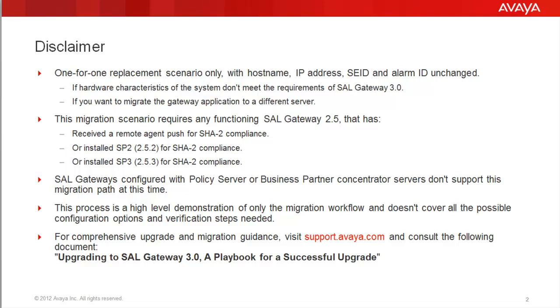This migration scenario requires any functioning SAL Gateway 2.5 that has either received a remote agent push for SHA-2 compliance, or Service Pack 2 or Service Pack 3 has been installed. SAL Gateways configured with Policy Server or Business Partner Concentrator servers don't support this migration path at this time.